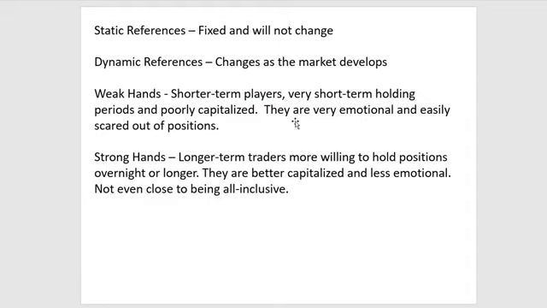Okay, we're going to talk about some references now. We have two kinds of references. We have static references and we have dynamic references. Static references are fixed, they will not change. The previous day's high and low are static references. The previous day's settle is a static reference. Today's open is a static reference because the open's not going to change.